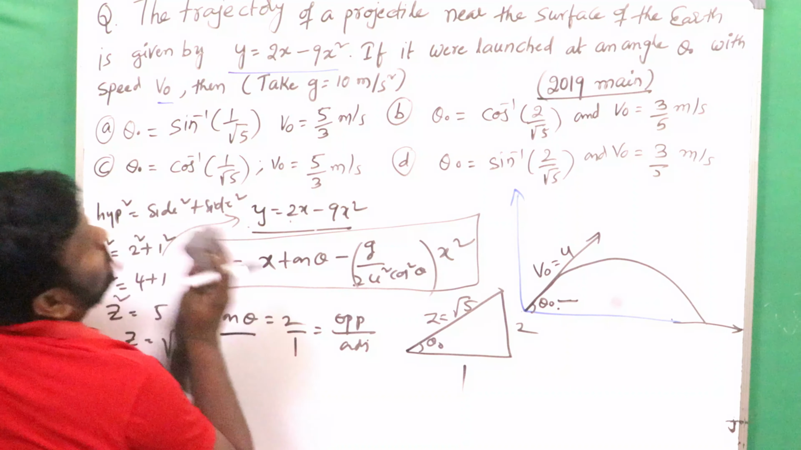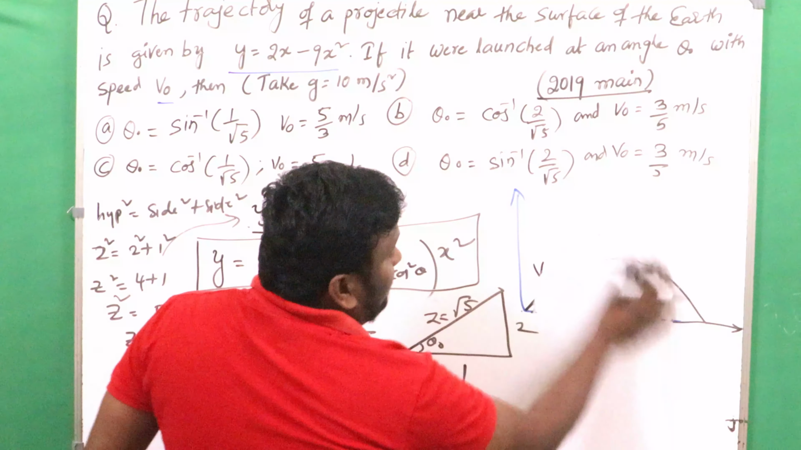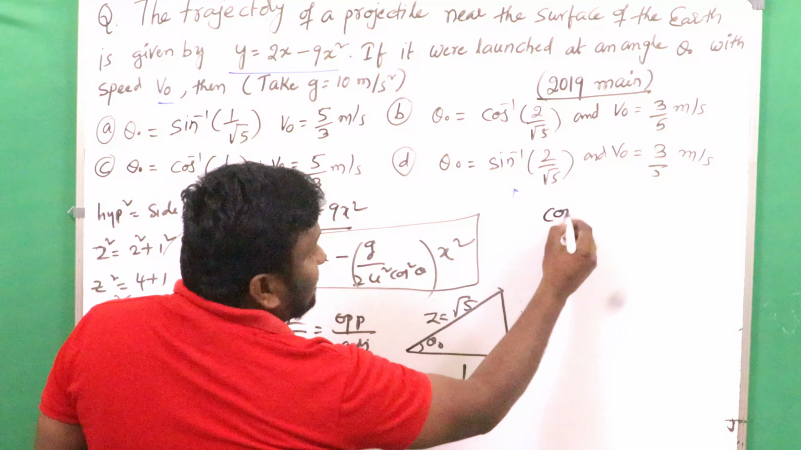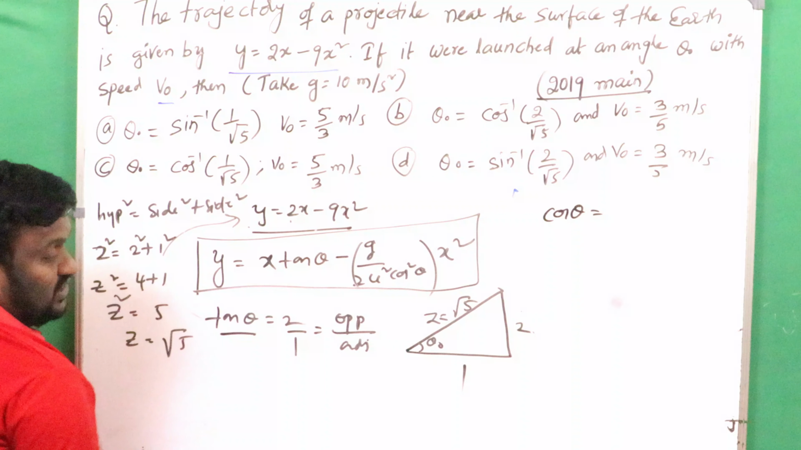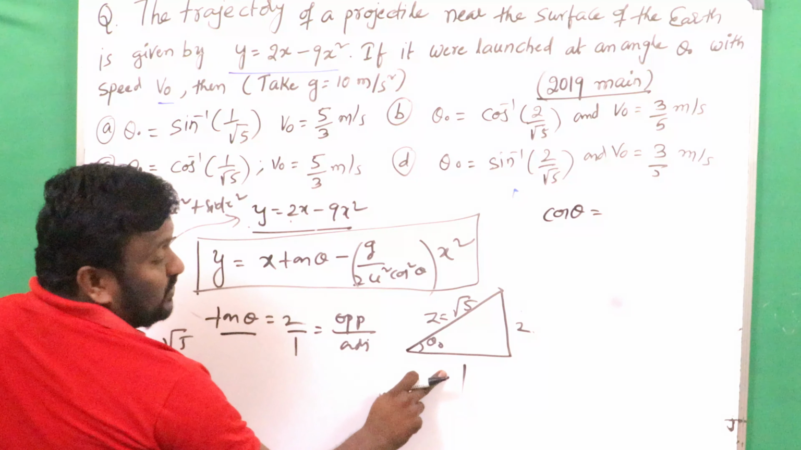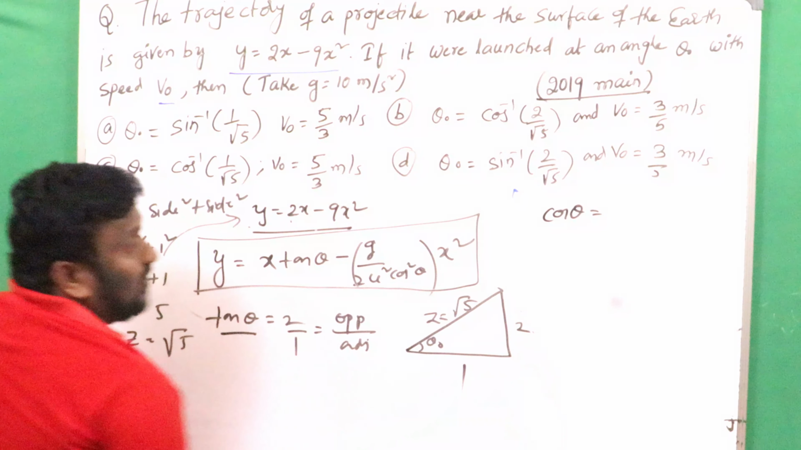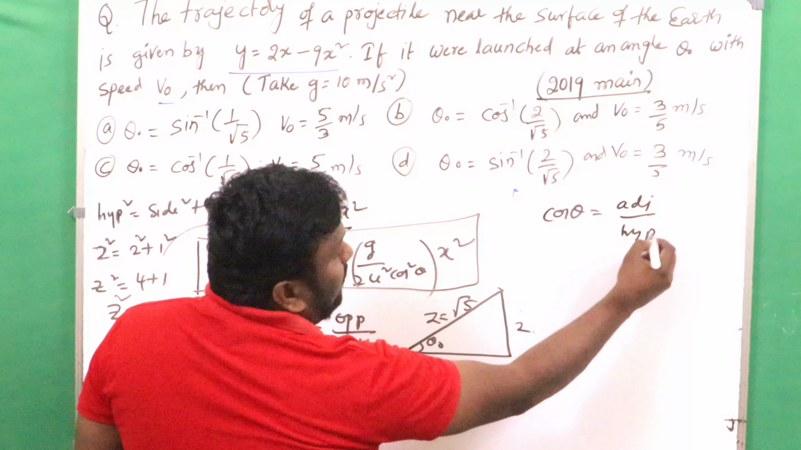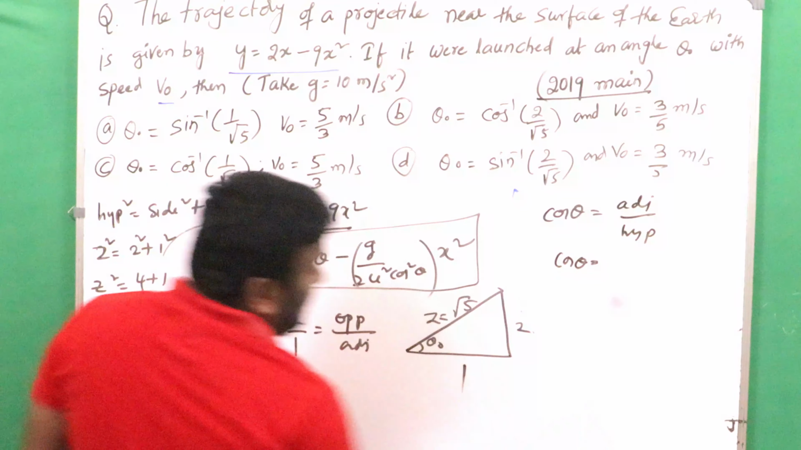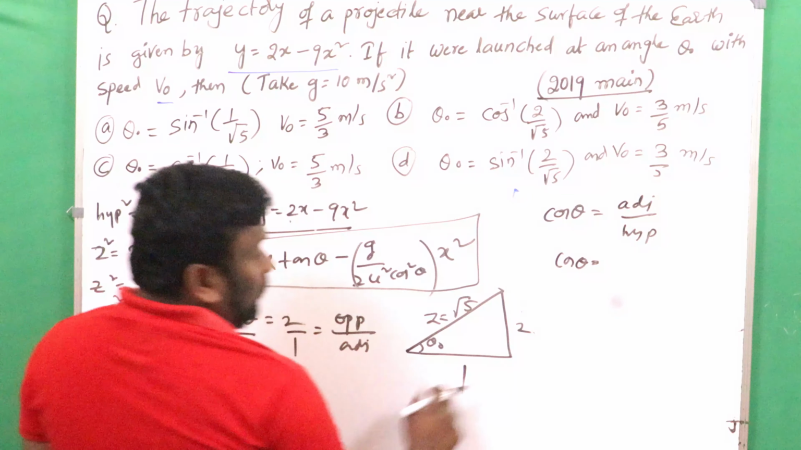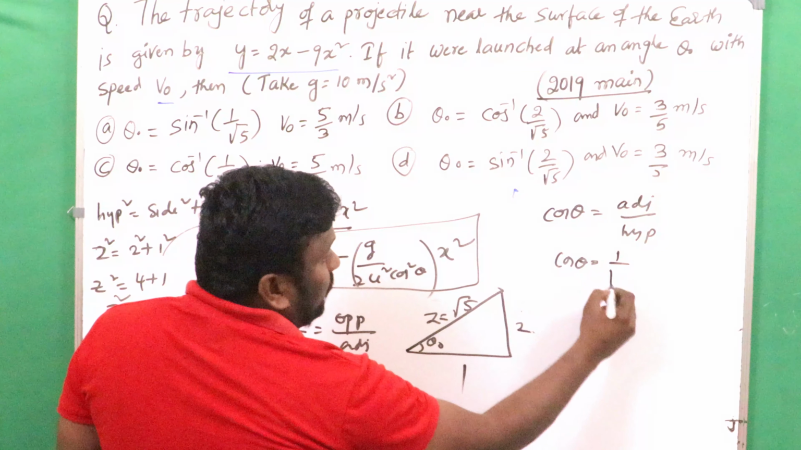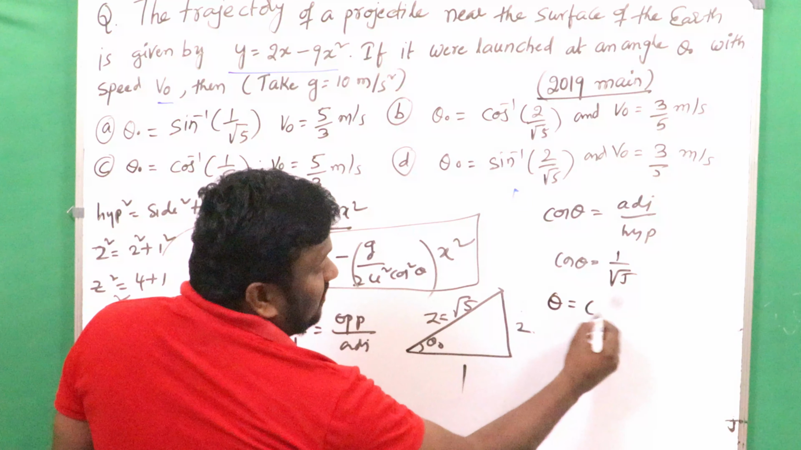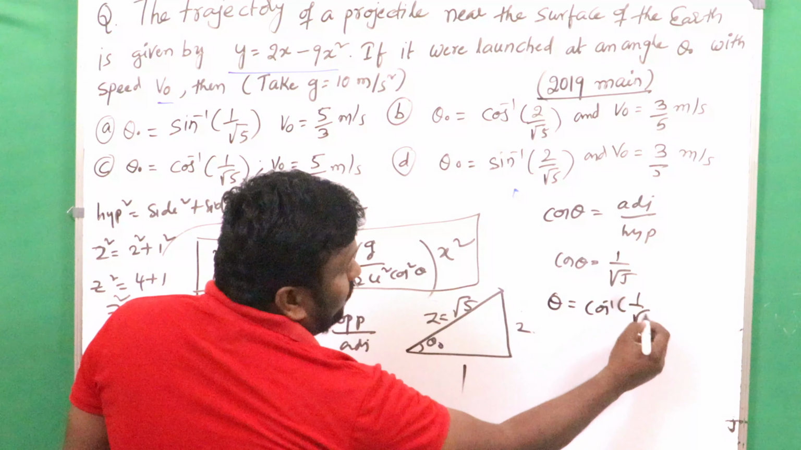From that, here we need some space. Cos theta is equal to what, right? This value is root 5, the adjacent side is 1, and the opposite side is 2. Cos theta means adjacent side by hypotenuse. Adjacent side is 1 and hypotenuse is root 5. So cos theta is equal to 1 by root 5. It means that theta is equal to cos inverse of 1 by root 5.